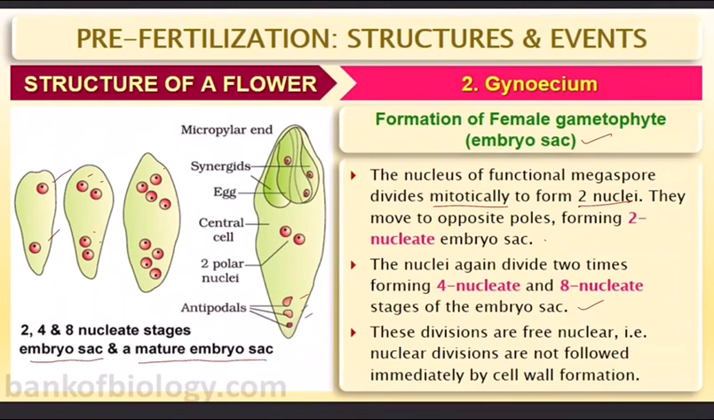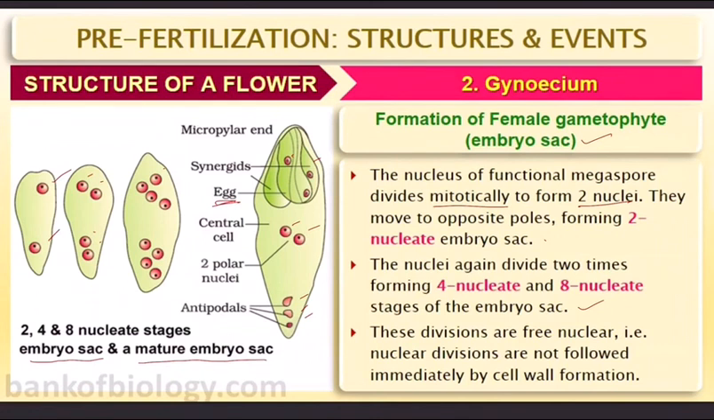Now you can see out of the 8, 3 will be coming down, they are called antipodals. 2 will be in the center of the embryo sac, they are called polar nuclei, it is the central cell. And another 3, out of the 3, 2 are called synergids, and 1 is called the egg cell. This is important for us. This is the functional one. That is what we say female gamete, egg.